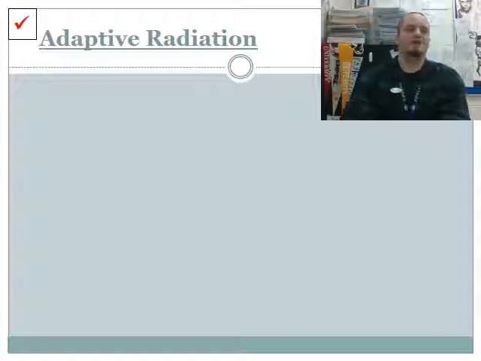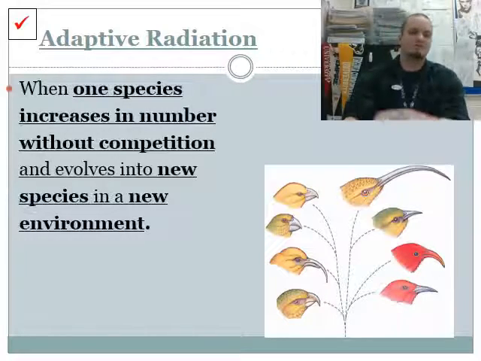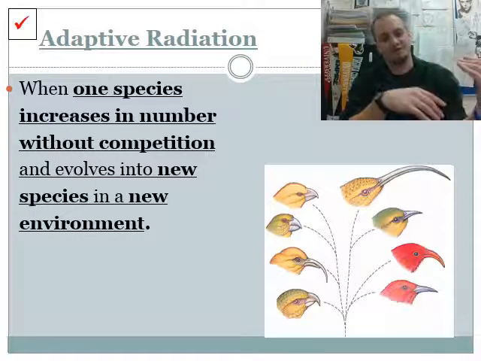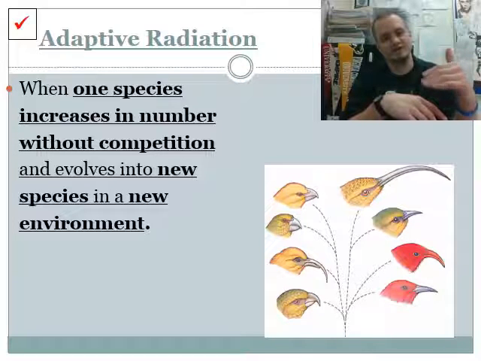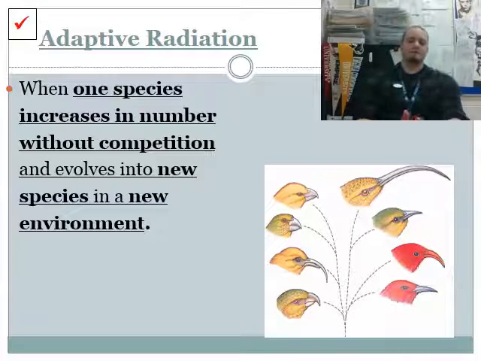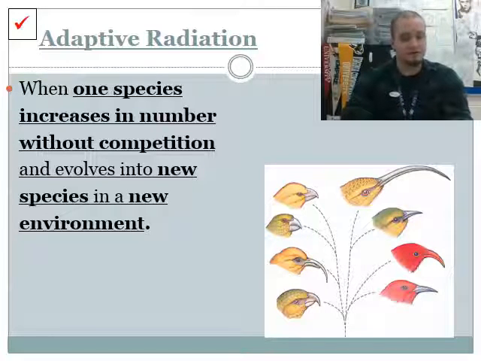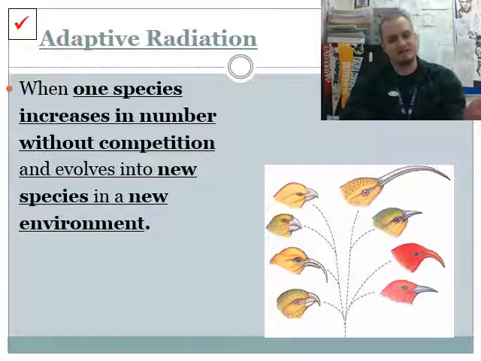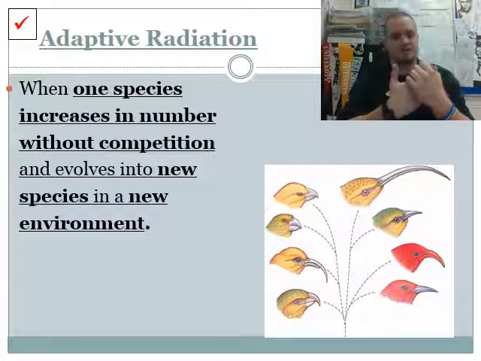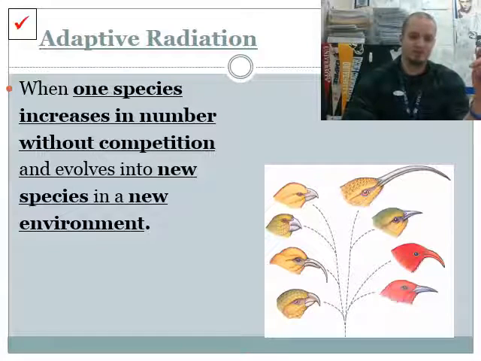So the final couple of topics we need to talk about here are adaptive radiation. Adaptive radiation is when one species increases in number without competition and evolves into a new species in a new environment. Considering that each of these different birds have a different beak for eating a different type of food, there's not really a lot of competition. That allows them to reproduce, thrive, and survive. So over time, the species number will increase.